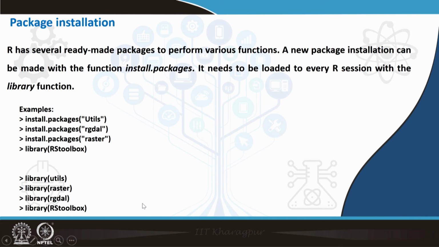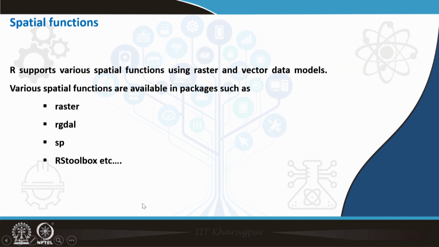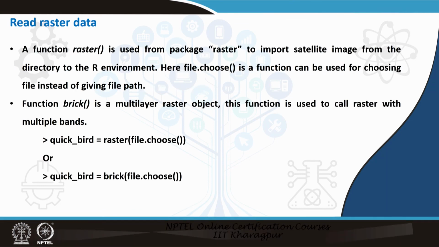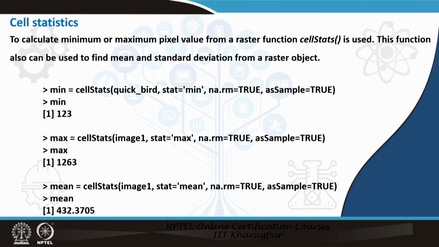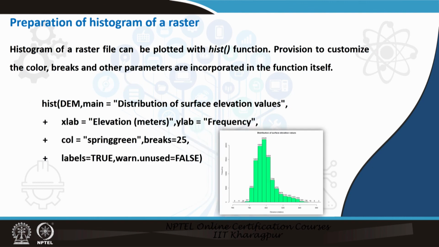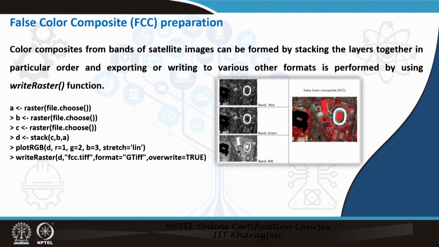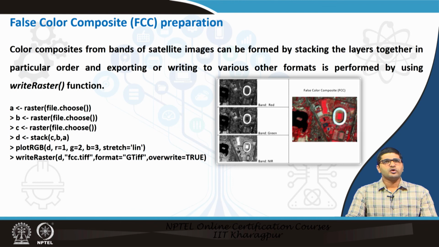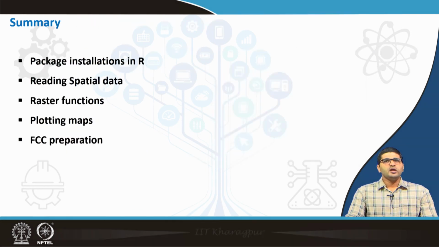In this particular session, we have seen how to install the packages, how to run spatial functions, how to read raster data, how to do cell statistics, plot raster data, create histograms, and finally create a false color composite. So till here, in the past 2 sessions, we have seen installing packages, reading spatial data, plotting maps, and preparing false color composites from different bands of the imagery downloaded from Bhuvan or any other geo portal. Thank you.